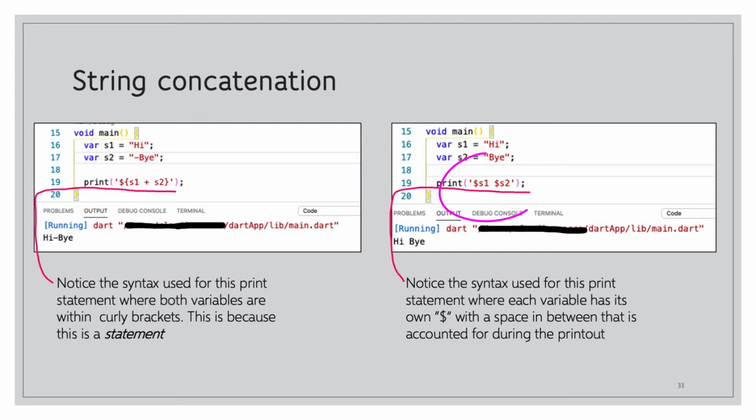On the right-hand side, notice the syntax used for this print statement where each variable has its own $, with a space in between that is accounted for during the printout. This is not a statement. These are two variables, and I don't need the curly braces for this. Nevertheless, what this does with a string is add these two strings together. The first one is hi and bye has the preceding dash before it, and the second one is just hi and bye with a space. That's how we concatenate two strings together, adds them together, one right behind the other.